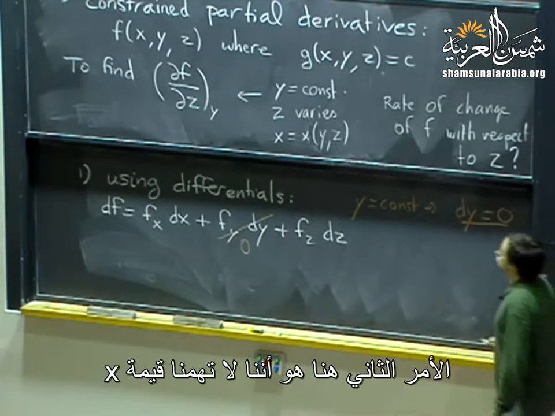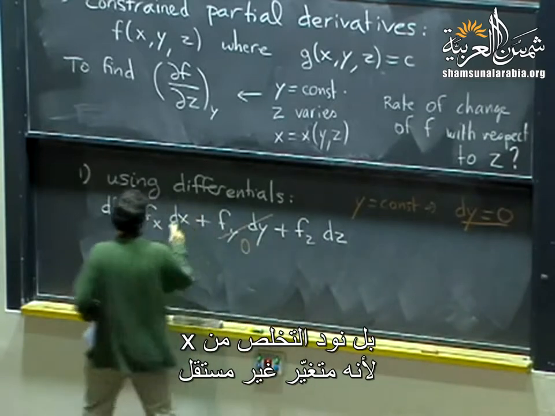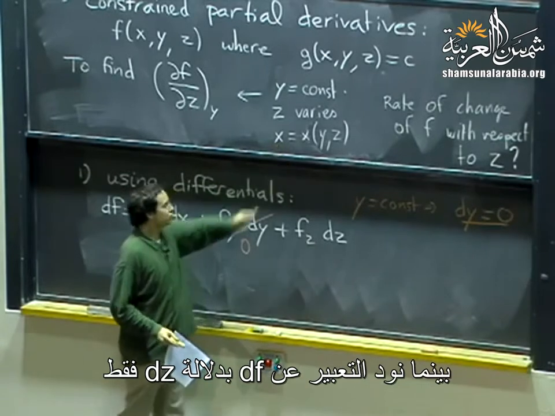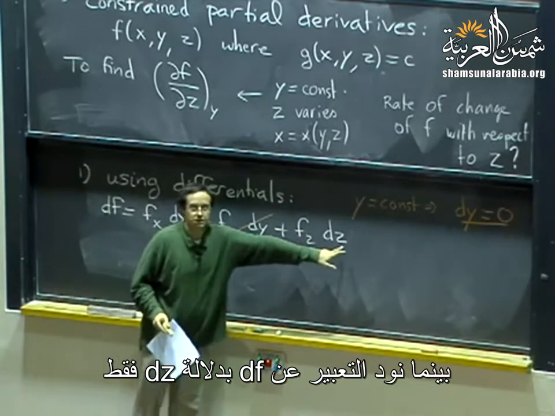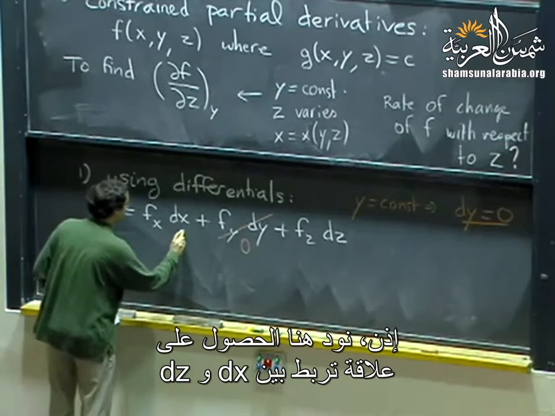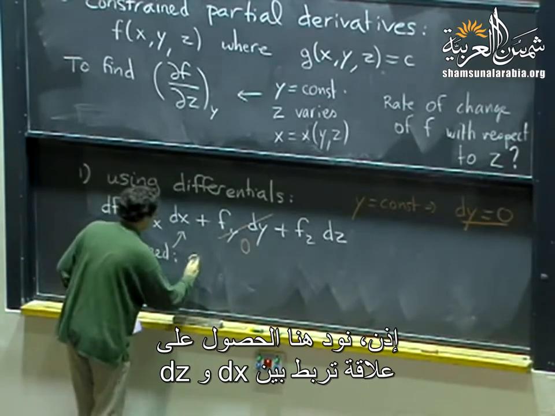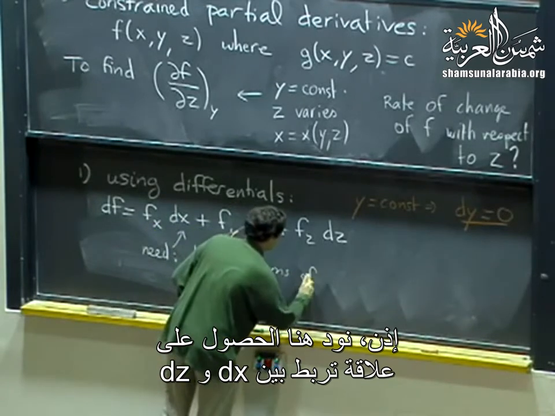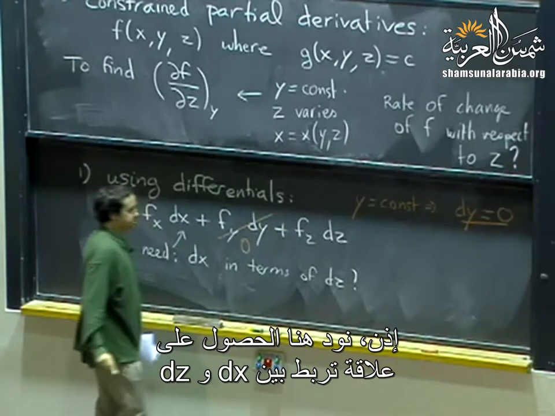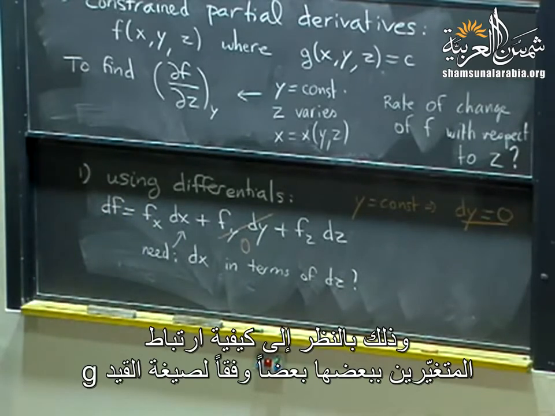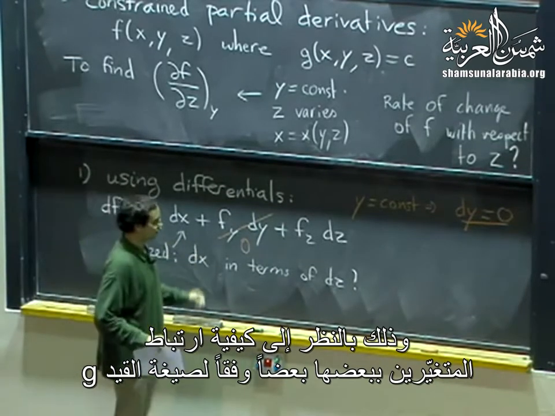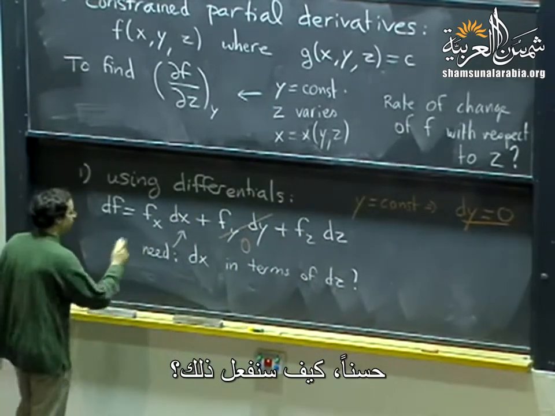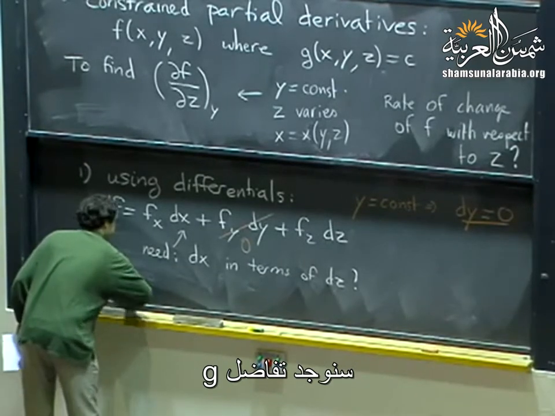The second thing is actually we don't care about x. We'd like to get rid of x because it's the dependent variable. What we really want to do is express df only in terms of dz. So what we need is to relate dx with dz. Well, to do that, we need to look at how the variables are related. So we need to look at the constraint g. Well, how do we do that? We look at the differential of g.